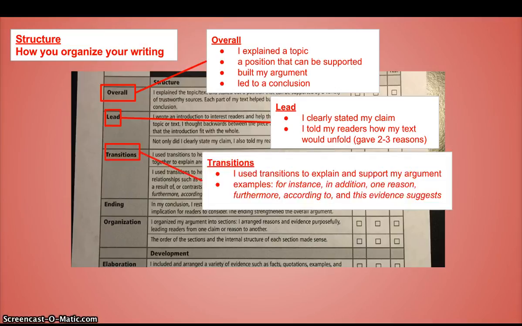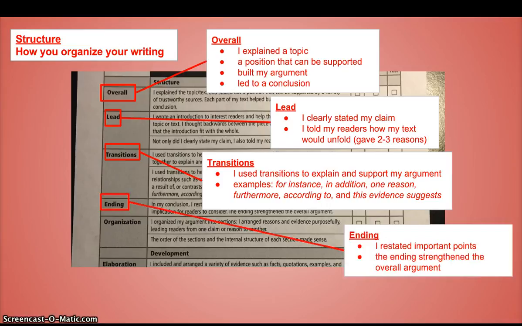You also want to make sure you use transitions. You want to use transitions to explain and support your argument. Some examples for transitions would be, for instance, in addition, one reason, furthermore, according to, and this evidence suggests. I know there's a lot more transitions that you've practiced and worked with over time, but these are just some suggestions you might want to use in this type of writing. Okay, so we have a lead, we have some transitions.